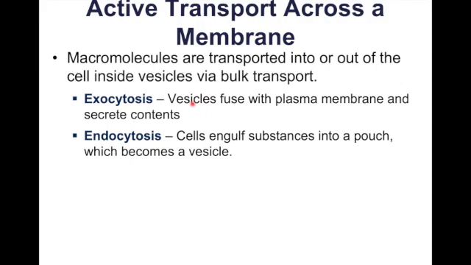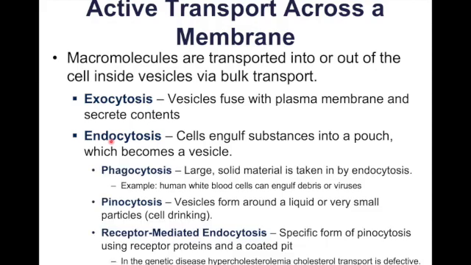So again, exocytosis is going to get rid of large amounts of things, and endocytosis brings in large amounts of things or large substances. Some different types of endocytosis: phagocytosis is bringing stuff in, like cell eating, large solid material. So white blood cells are going to engulf debris or viruses to help take care of those.